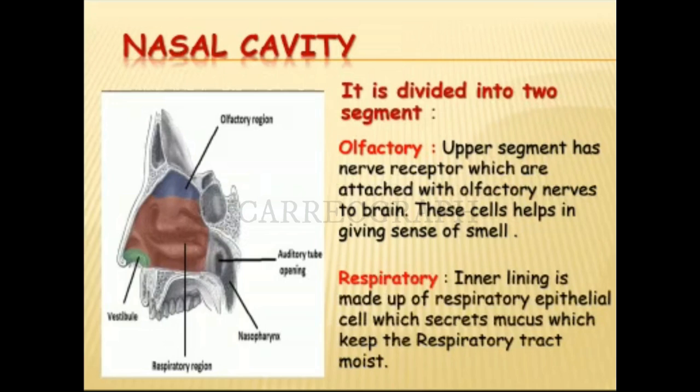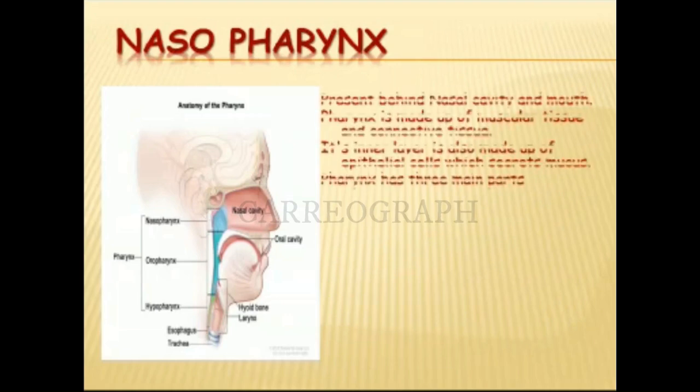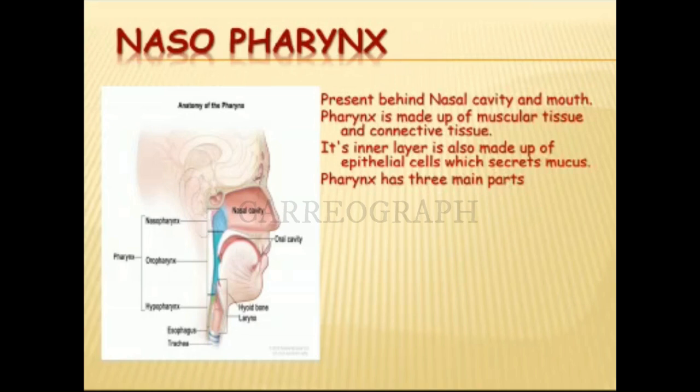The inner lining of respiratory segment is made up of respiratory epithelial cells, and these respiratory epithelial cells secrete mucus which keeps the respiratory tract moist. This segment acts as a passageway from nose to pharynx. Friends, behind the nasal cavity and the mouth it has pharynx. The pharynx is made up of muscular tissues and connective tissue, and its inner lining is also made up of epithelial cells which secrete mucus.